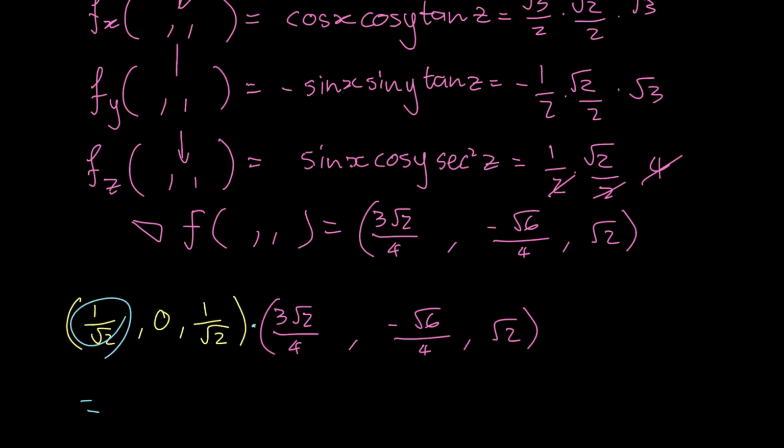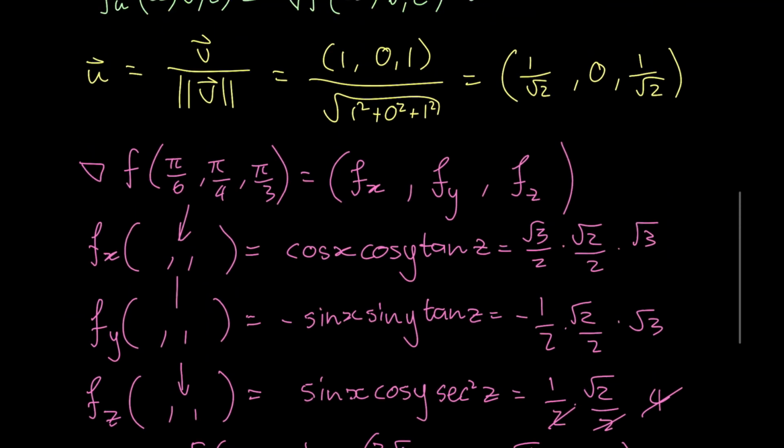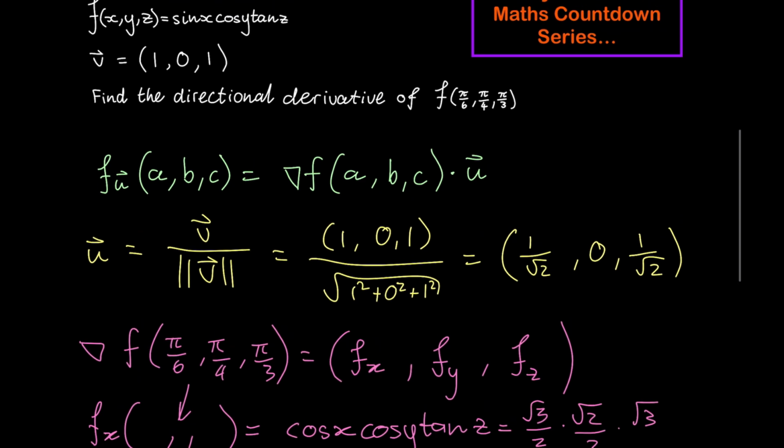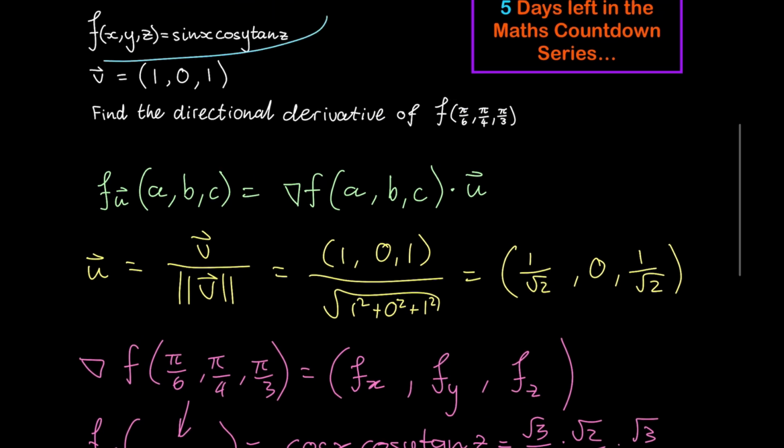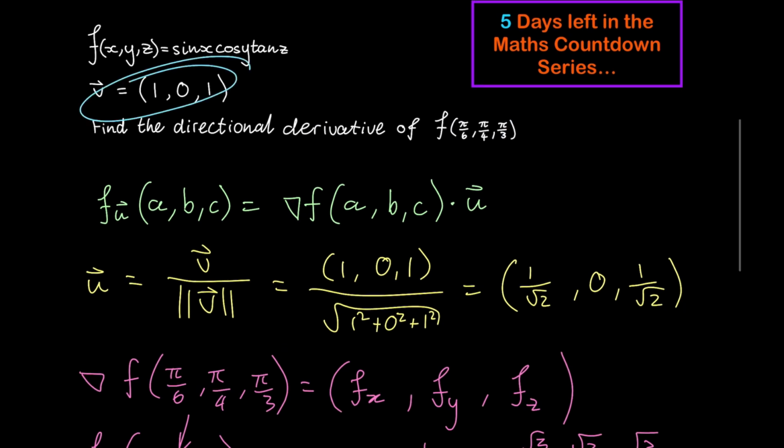So we have 1 over root 2 multiplied by 3 root 2 over 4. The root 2's cancel, and we're just left with 3 over 4, plus 0 times this component, which is of course going to be 0, and then plus root 2 over root 2, which is just going to be 1. And then we have 3 over 4 plus 1, which is 3 over 4 plus 4 over 4, which is 7 over 4. And that is then the directional derivative of this function of x, y, and z evaluated at this point in the direction of v.